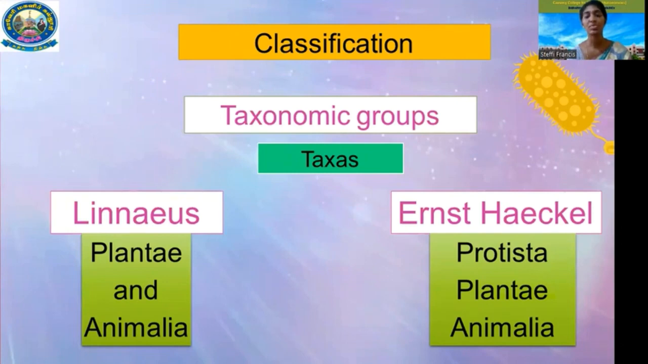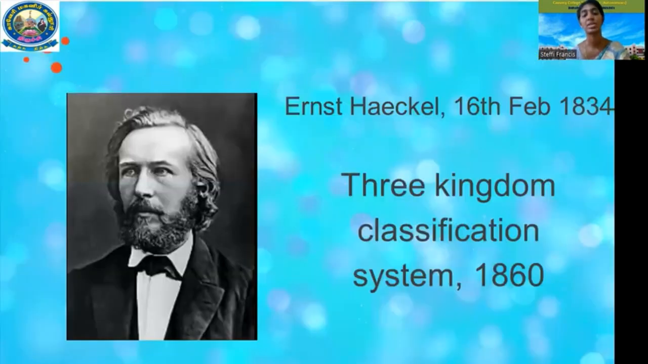The classification of living organisms is a complex and controversial subject because of the different taxonomic classification schemes available at different times. In this slide, you can see two types of classification. One was given by Linnaeus and one was given by Ernst Haeckel. Linnaeus classified into two kingdoms, namely Plantae and Animalia, whereas Ernst Haeckel classified it as three kingdoms, namely Protista, Plantae and Animalia.